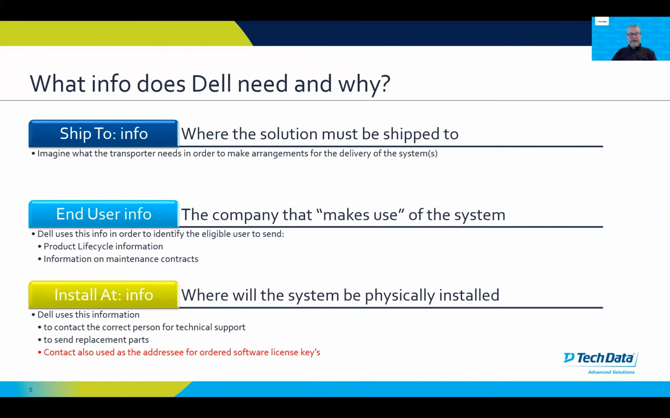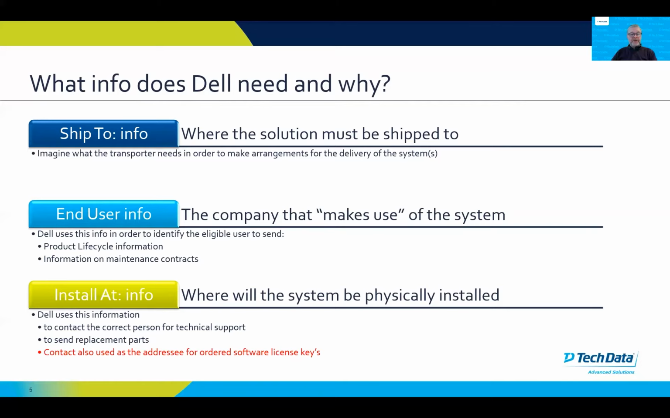And then finally, Dell also needs detailed information on the right contact and location where the system will actually be installed. This can be the same as the ship-to information, but in some cases, this may be another address if the end user has different locations. And in most cases, the contact person will be different. Where the contacts for the ship-to information are logical contacts, the contacts for the install-at information are more likely to be part of the IT department.